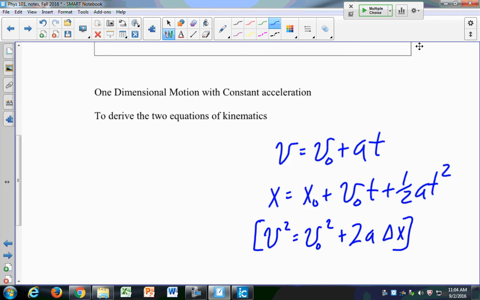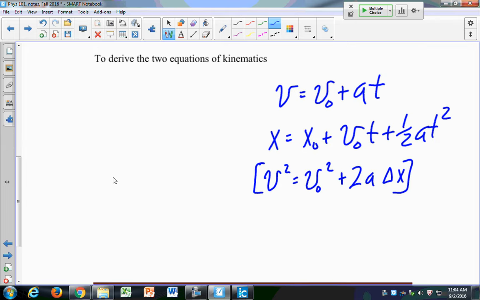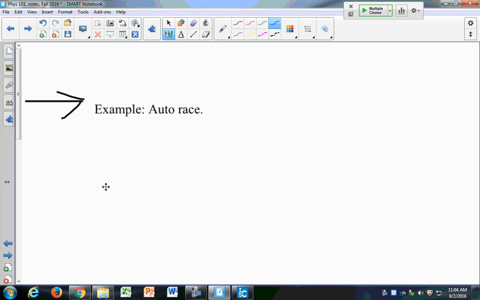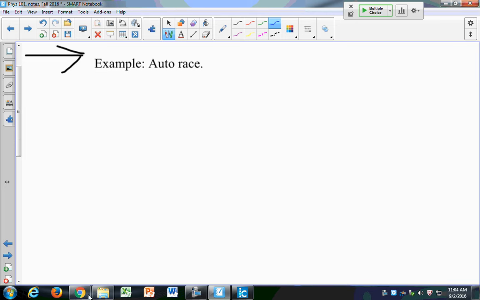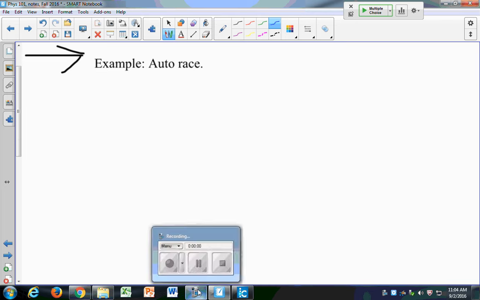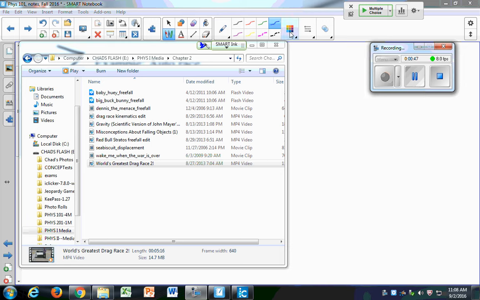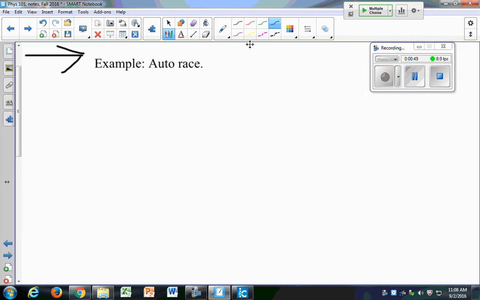All right, let's do some problems. And you have lots of problems in the homework to practice too. You will just have some calculation type problems to do. Let's look at this. This is an auto race. So I want to think about a couple of things. Let me just write that down.